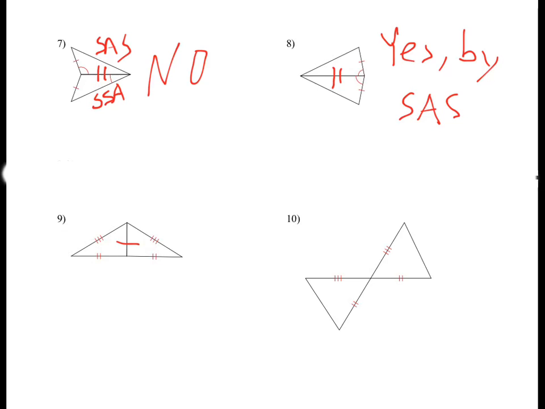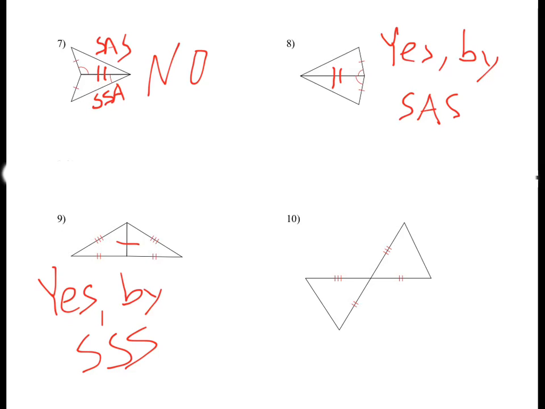On 9, again, reflexive property lets you add a tick mark in the middle. The right triangle has side, side, side. Left triangle has side, side, side. All the sides are congruent. And if the sides are congruent, the angles are also going to be congruent by side, side, side.